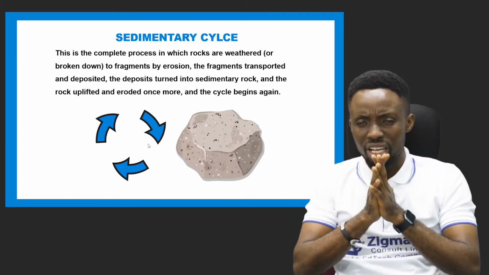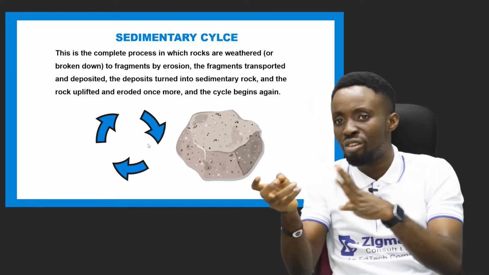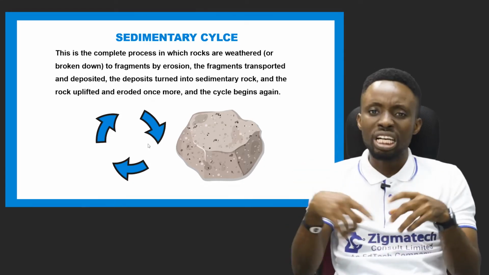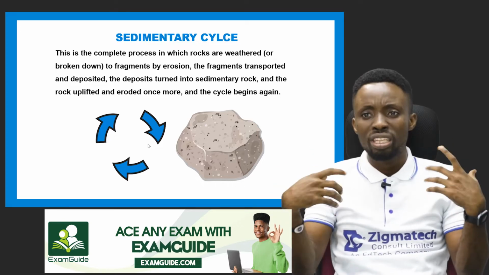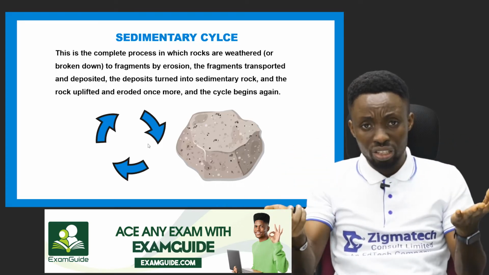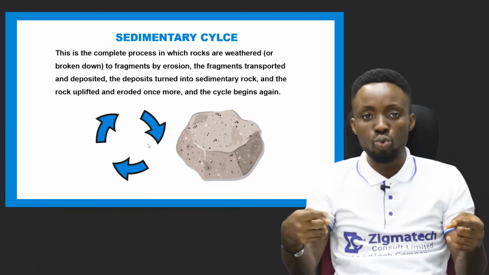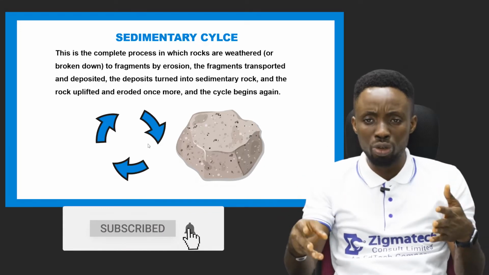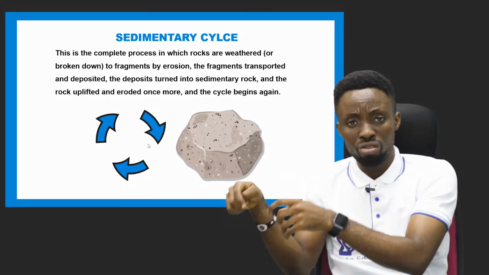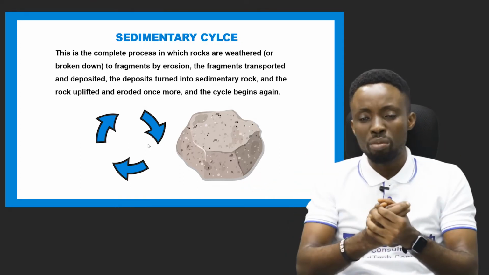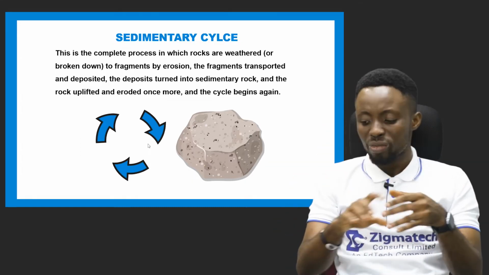Now, when breakdown has happened, erosion will take place. When these weathered rocks are eroded by any agent of denudation, they are transported somewhere and finally turn into a sedimentary rock. After that, the weathering will take place again, and the cycle will continue. This cycle of weathering, erosion, sedimentary rock formation, weathering, erosion is actually called the sedimentary cycle. So we call this complete movement a sedimentary cycle.